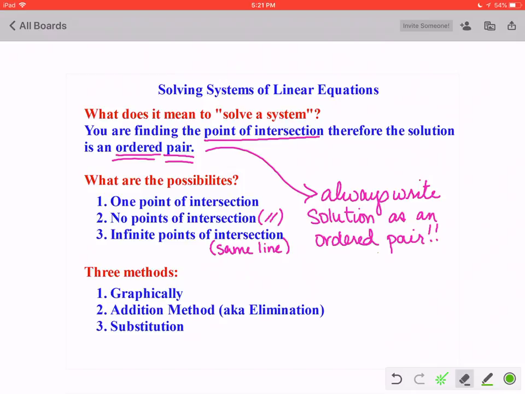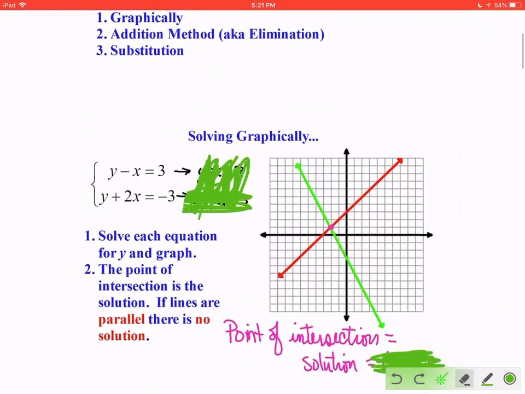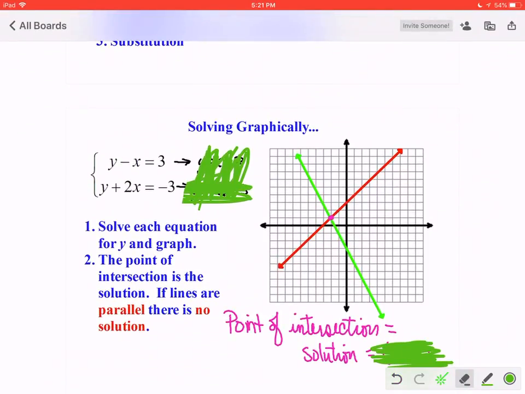And there are methods to solving a system: one is graphically, two is substitution, and three is elimination. Okay, so solving graphically. Once you have these two equations, y minus x equals 3 and y plus 2x equals negative 3, what you want to do first is make this a y equals equation. So just isolate y. So now you have y equals x plus 3 and y equals negative 2x minus 3, right? And then you graph, and the point of intersection is the solution.